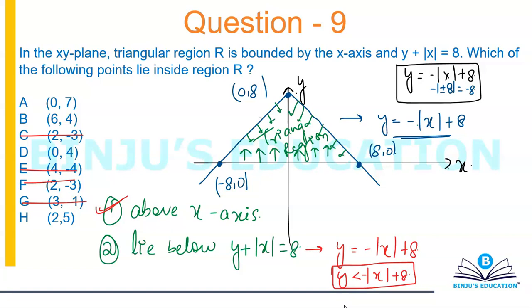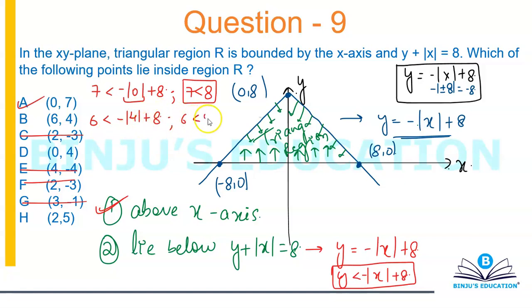So let's start with option A. I'm going to put 7 is less than minus of mod 0 plus 8, which is true, because this will become 0, which gives 7 is less than 8. So option A satisfies. If you do the same thing with B, 6 will be less than minus of mod 4 plus 8. So this gives 6 is less than 4, which is not true. So B is out.